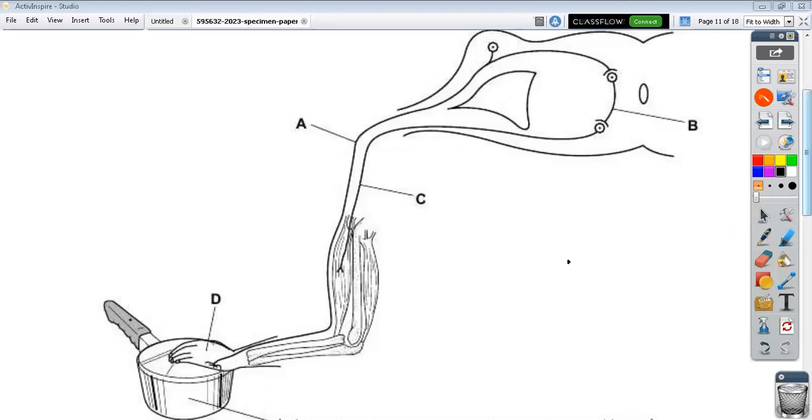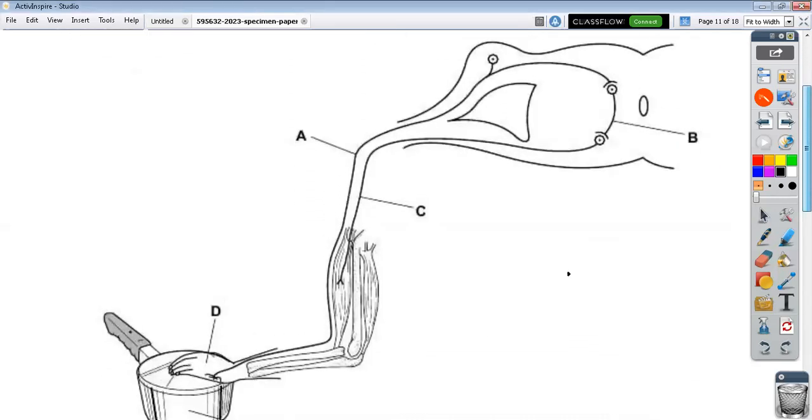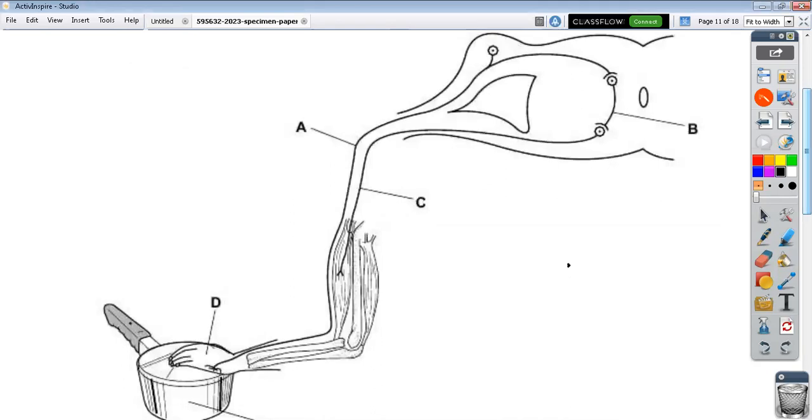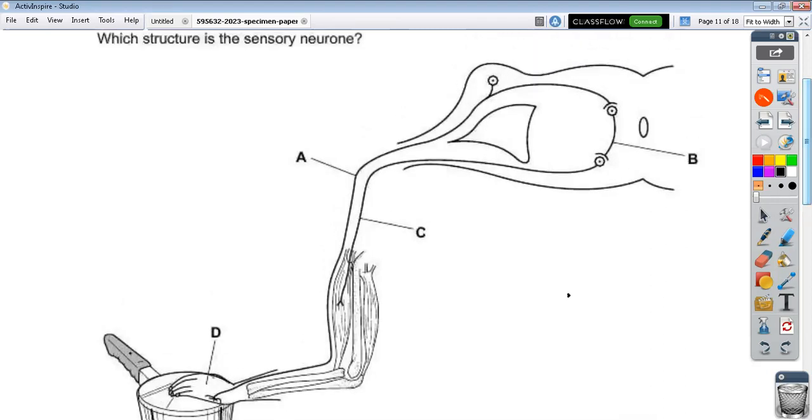So the question says, which structure shows you the sensory neuron? As we are revising, we are looking at many things. We are not just rushing to answers, but we are revising properly. So what do you think, Takuzo? Sensory neuron. It's very tricky, no? Which one is the sensory neuron? C. Do you agree with it? I think it's the receptor. You said C. What do you think?